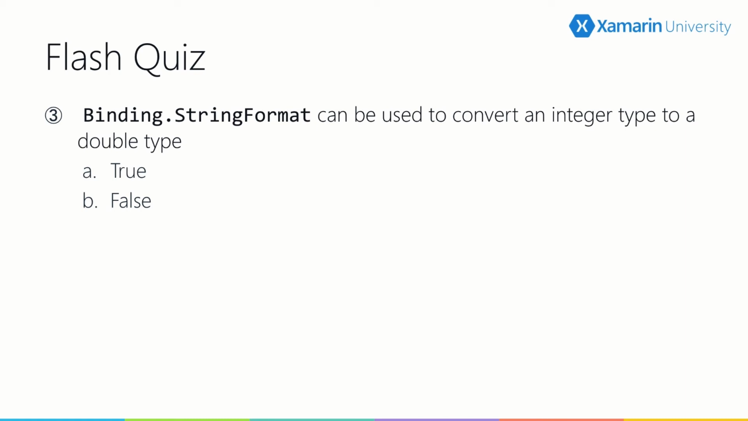Number 3. Binding.StringFormat. Can that be used to convert an integer type to a double type? A, yes, or B, no? And the answer here is no, B, that's not possible. StringFormat never does any type conversions. It only affects how the resulting value will be output. In order to do a conversion, you will have to implement your own converter.